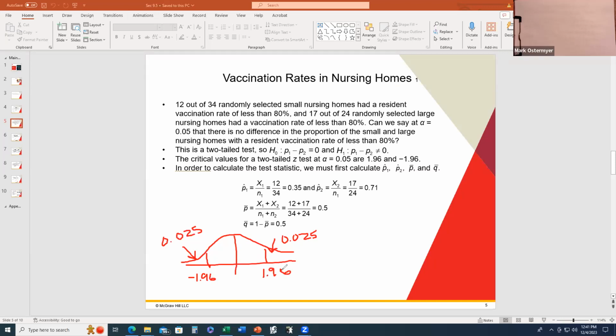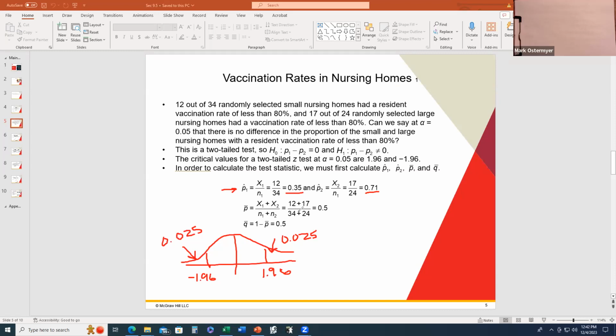And the test statistic value is relying on sample evidence. So the sample 1 proportion, p sub 1 hat, is going to be X sub 1 over N sub 1, which is 12 out of 34 randomly selected patients from the small nursing homes who were vaccinated. That's 0.35. And of the 24 randomly selected patients from the large nursing home, 17 were vaccinated, giving us a sample 2 proportion of 0.71.